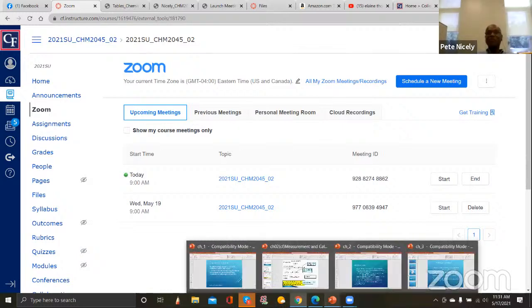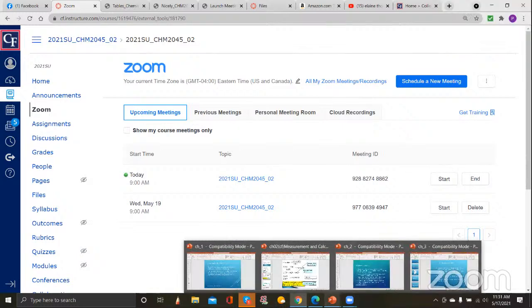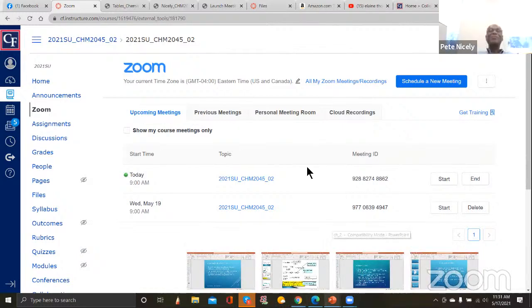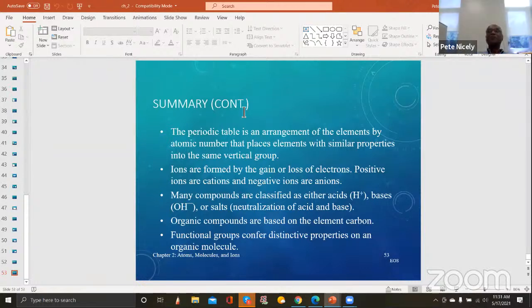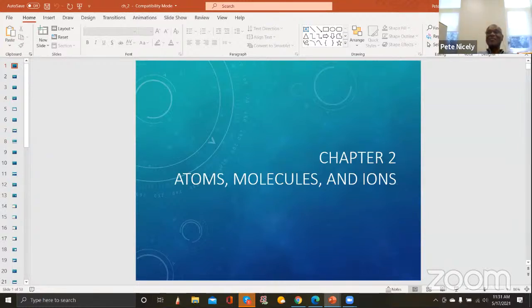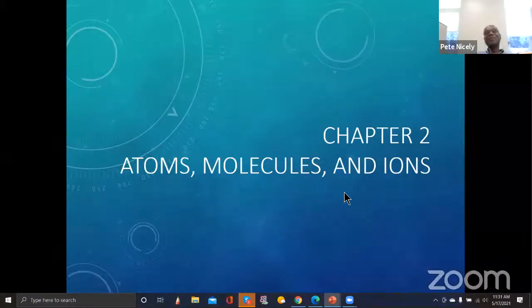Let me move on now to, I didn't plan to do it, but since we are making good progress, let's move on to chapter 2. And again, chapter 2 is a bit of a review of things that you'd have done in your previous chemistry course. Chapter 2 is covering the topics of atoms, molecules, and ions, and other related topics.